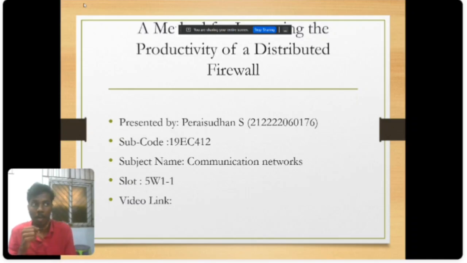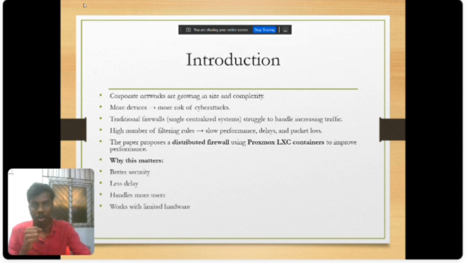I'm going to explain a paper which I took from ResearchGate, a method for increasing the productivity of the distributed firewall. So this is the introduction of this paper.